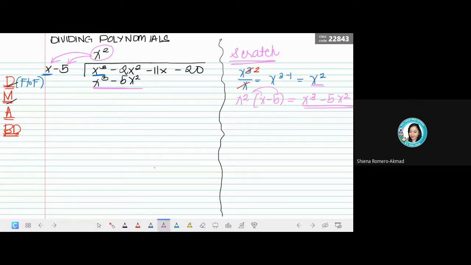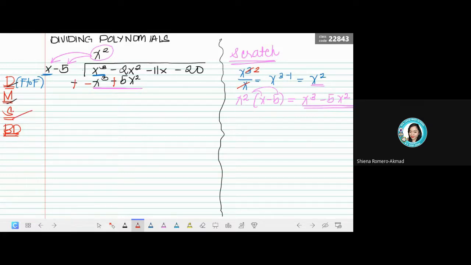Okay? So, let me erase. So, now, the next step, ba't tayo mag-add? Hindi add, ha? The next step is to subtract. Kaya ko siguro nasabi na add, kasi pag nagsusubtract po tayo, di ba, nag-change ng sign, then we proceed to addition. So, instead of positive x cubed, magiging negative x cubed yan. And instead of negative 5x squared, magiging positive 5x squared na. Then we will proceed to addition.